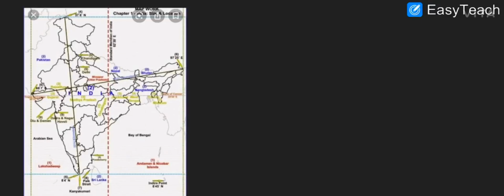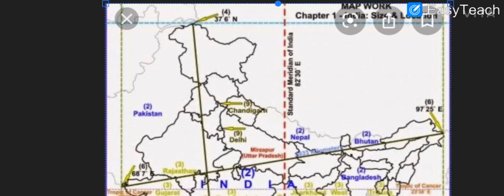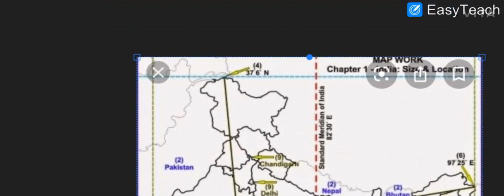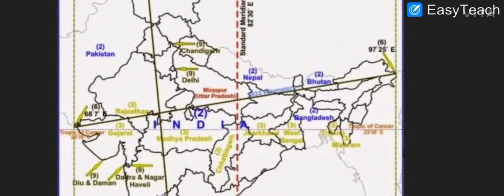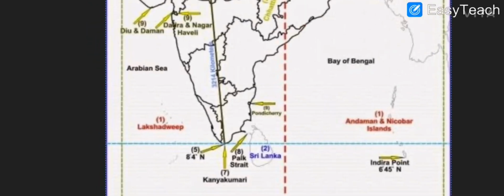Next is again a map. See, the maps are very important. See this. The extent 37 degrees 6 minutes north. And is it not given? It is given. 8 degrees 4 minutes north. Can you see this?